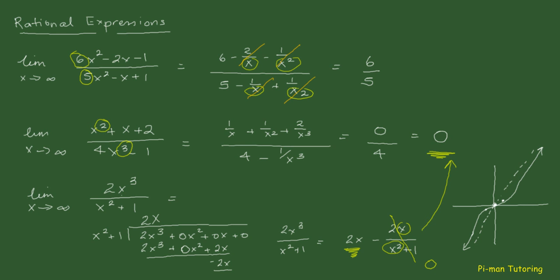And as x tends to infinity, the function tends to infinity. So let's just do some examples to solidify those ideas. Let's suppose we're asked for the limit as x tends to infinity of 5 divided by x, all over 6 divided by x, minus 1 over x squared.